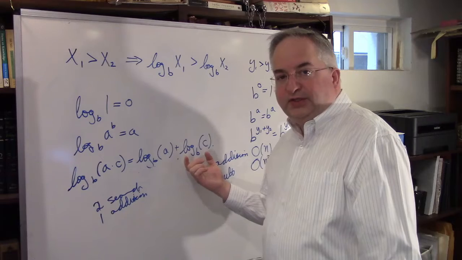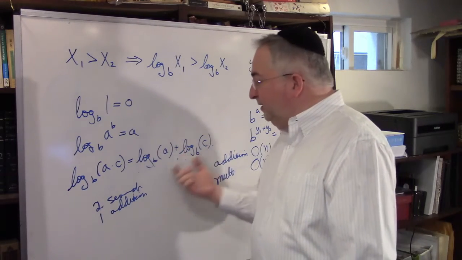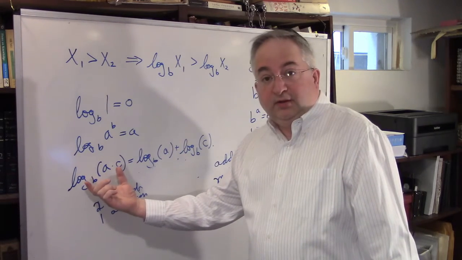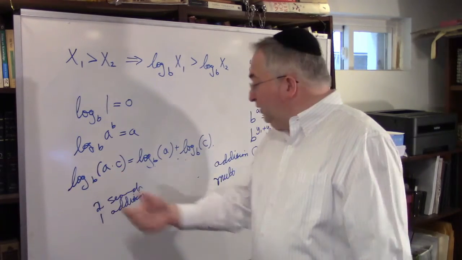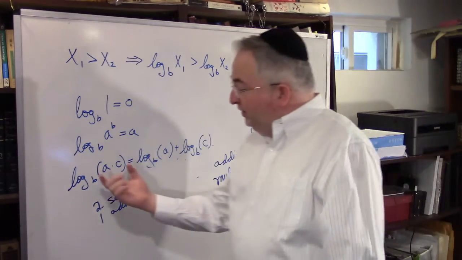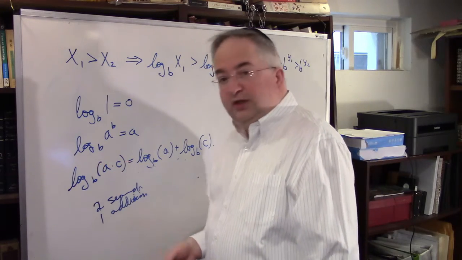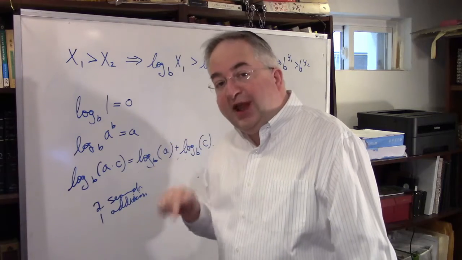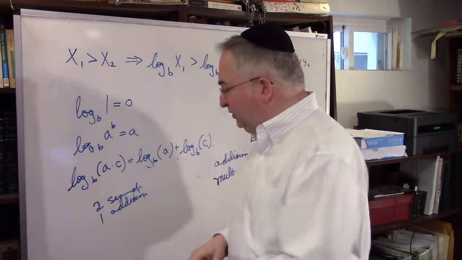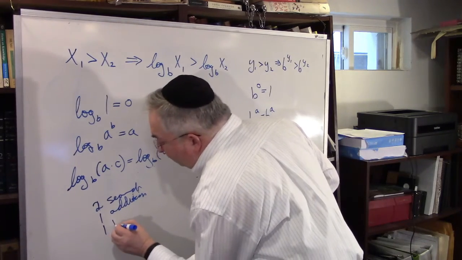Fine, but you don't want this number. This number plus this number gives you this number. That's fine, but you don't want this number. You want A times C. So what you can do is reverse search. In other words, look at the outputs and see what the number is. So one reverse search.